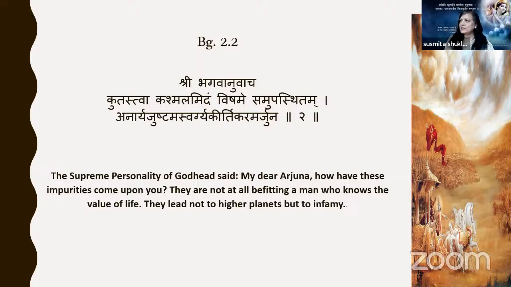Kutasthvam, from where? Kuta means from, tvam means to you. Kashmalamidam: kashmalam is impurities, idam is this. Vishme is in the emergency situation. You know that both the armies are already standing. Shankh has already been blown. So the people are ready to fight, and now Arjun is thinking whether he should fight or not. So he's asking, Kutasthvam Kashmalamidam Vishme Samupasthitam: in this emergency situation, how come these impurities have come upon you?